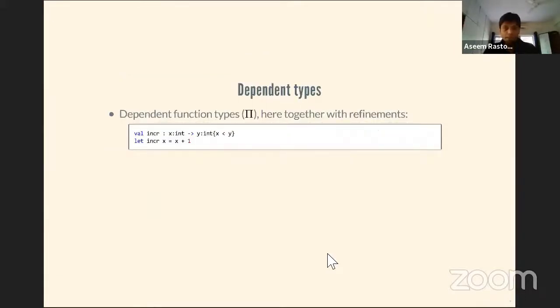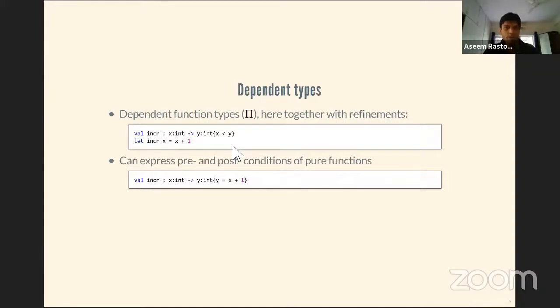So F* also has dependent functions, meaning that in the function types, the return types can mention the arguments of the function. So here is a simple increment function that says that it takes x of type integer as input, and it returns y of type integer such that y is greater than x. And note that here the type of y, which is the return type, mentions x, and such a type is called a dependent function type. And here we are using it in conjunction with refinements. So this is one type that you can give to incr. You could even write a more precise type such that y equals x plus 1. And this is also a valid type for incr. It's saying that the output y is exactly equal to the input plus 1.